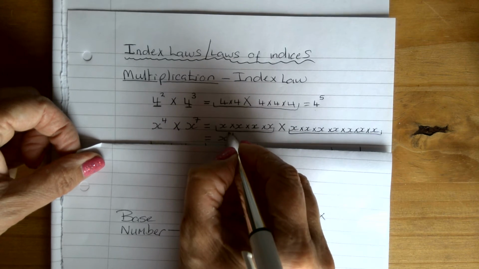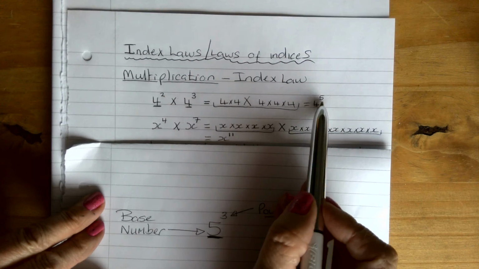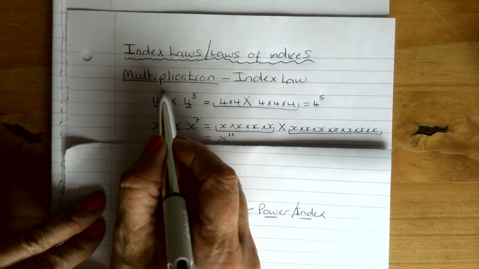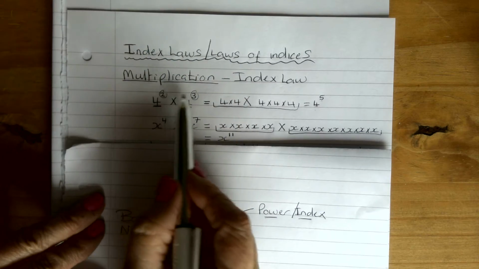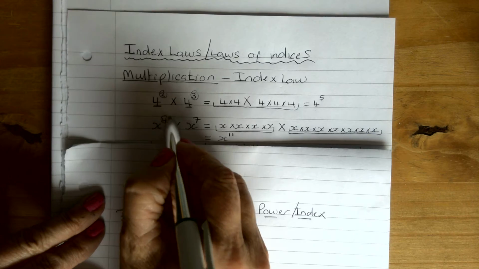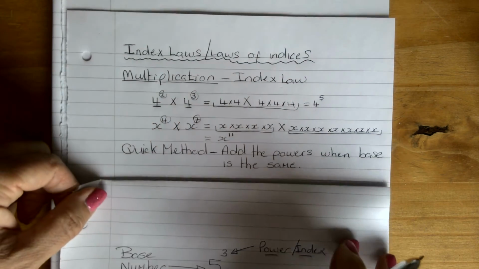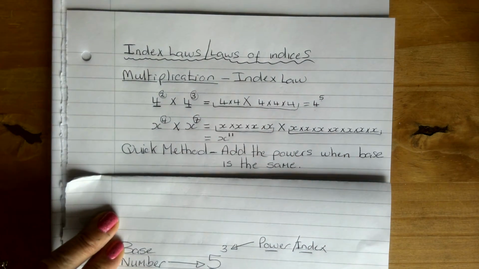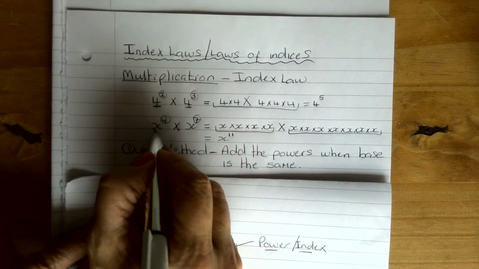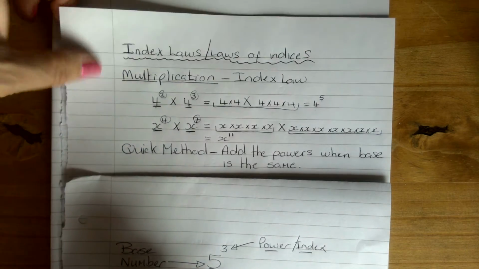And perhaps you've already spotted the quick method. Let's look at this one. We've got an answer of 4 to the power 5. If you just add the indices, you'll get the power 5. Add these indices, you get the power 11. So that's really the quick method, and that's all you need to know. The quick method: add the powers when the base is the same. Of course the base has to be the same. The bases were the same here. That's got to happen to apply this rule. So that's the multiplication rule. You just add the powers.